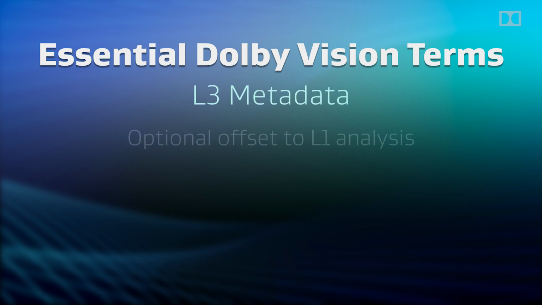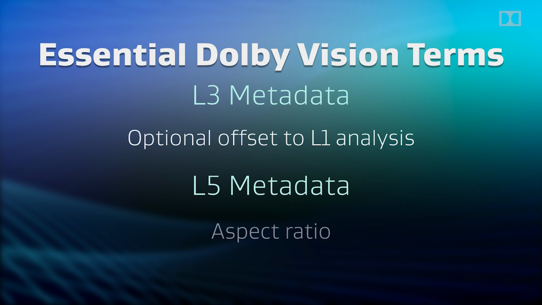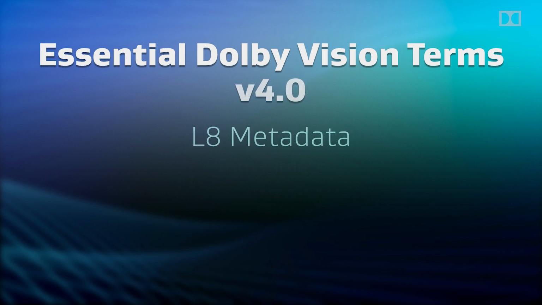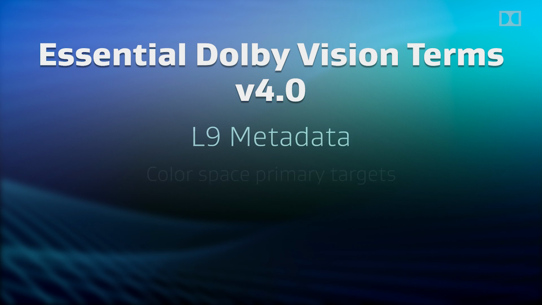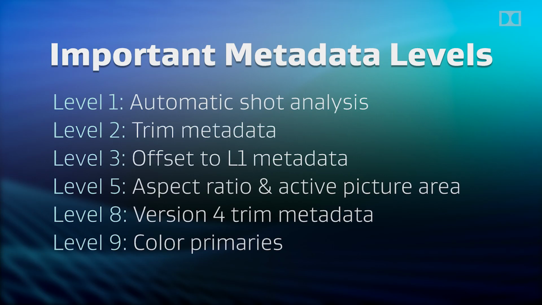L3 is an optional offset to that level 1 automatic analysis. L5 contains information about the image aspect ratios. Now, in Dolby Vision 4.0, the trim metadata is actually stored as L8 metadata, and L2 metadata is generated automatically for backwards compatibility. Finally, L9 contains information about the source content's color primaries. For the purposes of grading in Dolby Vision, we'll mostly be discussing the automatically generated L1 metadata and the colorist-created L2 and L8 metadata, which dictates the creative intent of the grade.